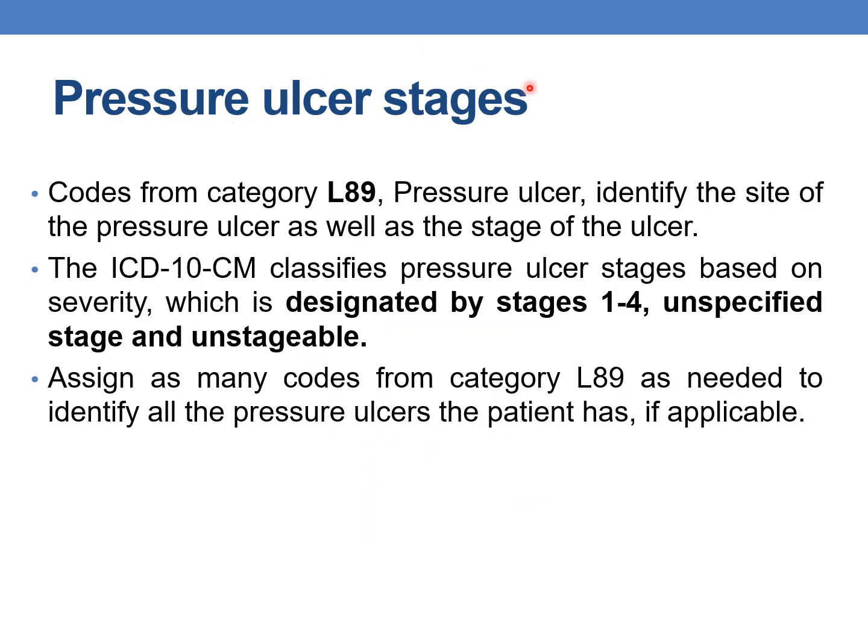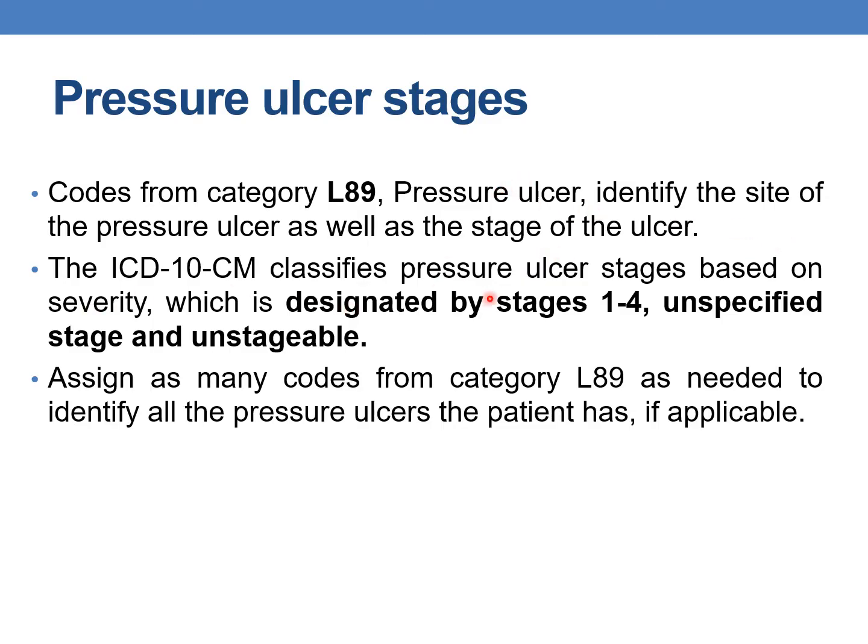Now first, pressure ulcer stages. The pressure ulcers come under the category L89, pressure ulcer. Identify the site of the pressure ulcer as well as the stage of the ulcer. This is a combination code. It identifies the site as well as the stage.